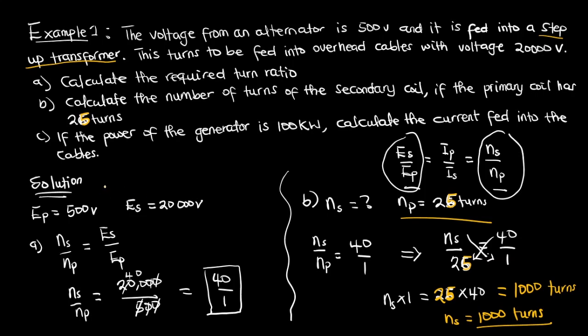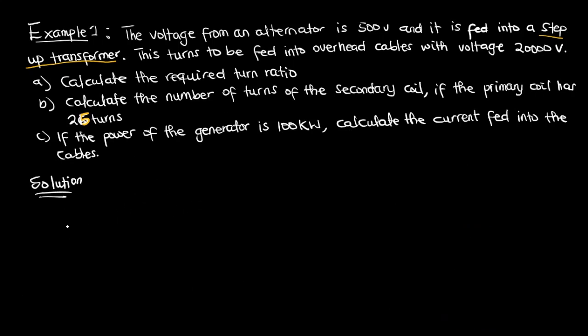All right, so from here, let's look at the C part, which says that if the power of the generator is 100 kilowatts, we have to calculate the current fed into the cables. Remember, the current fed into the overhead cables becomes the current output, or I secondary, or IS. So let me get some space, and then we quickly look at the solution to that particular side.